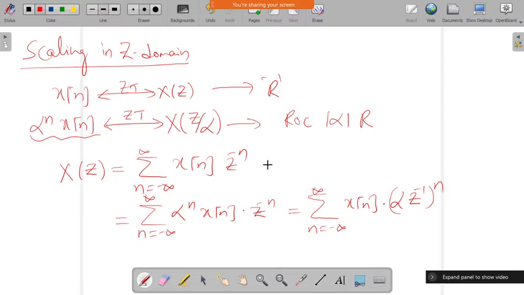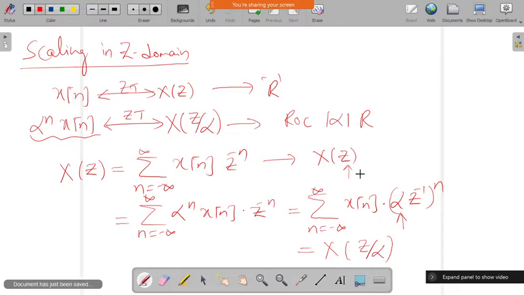In general, we can write this as X of Z. So what is the factor in place of Z? It is Z power minus n. So whatever the value of Z is there, here instead it is alpha into Z power minus 1. So we can write this as X of Z by alpha, because here the factor is going to scale by alpha. So in the Z domain we can write this as X of Z by alpha. This is about the proof.